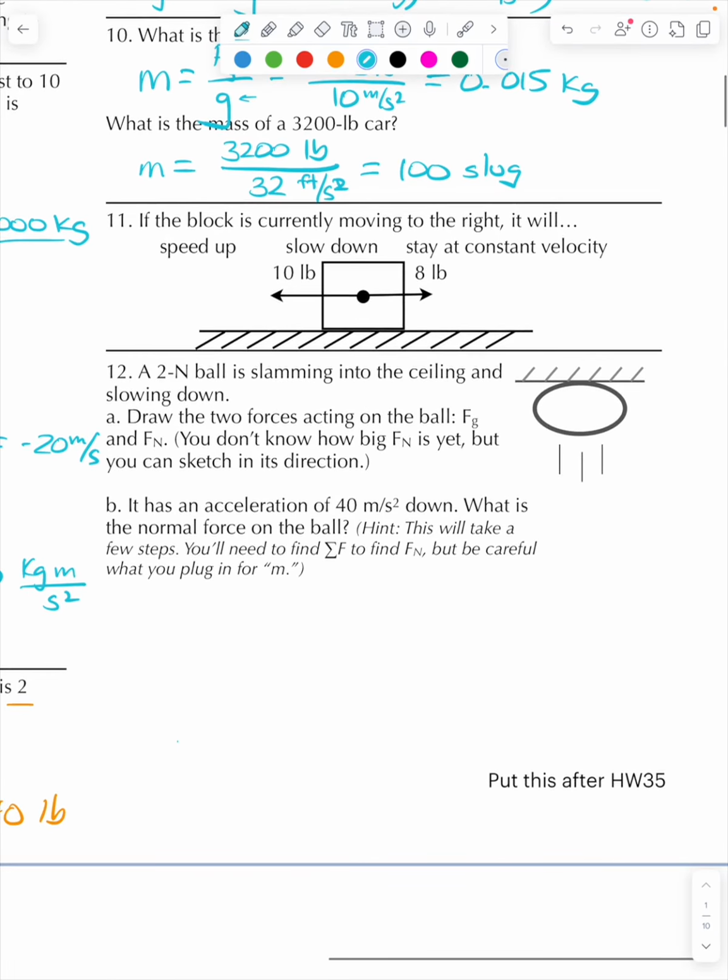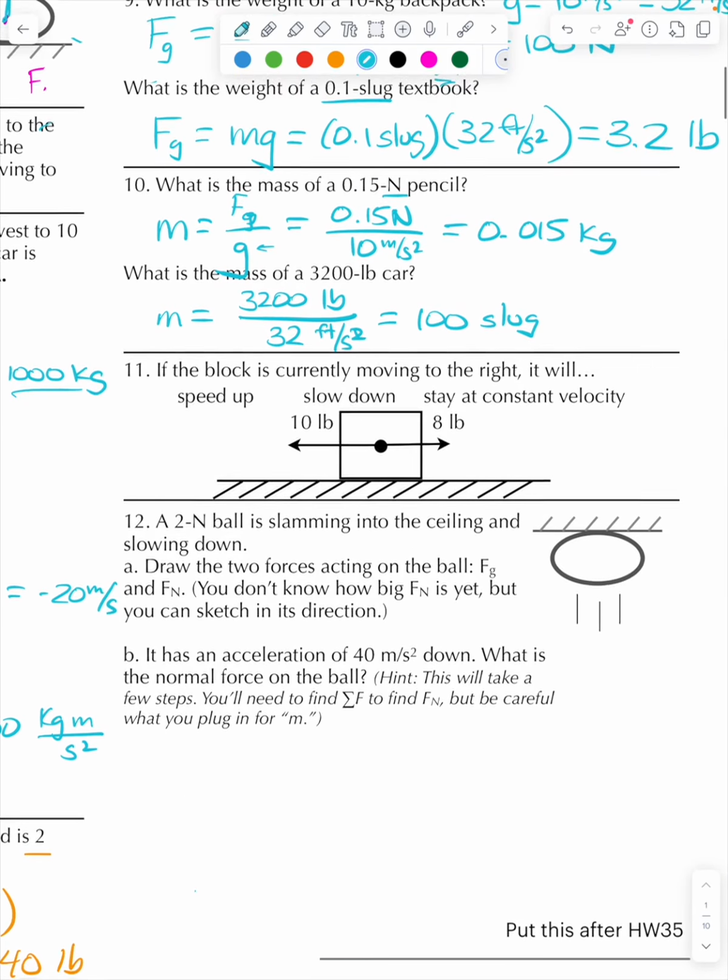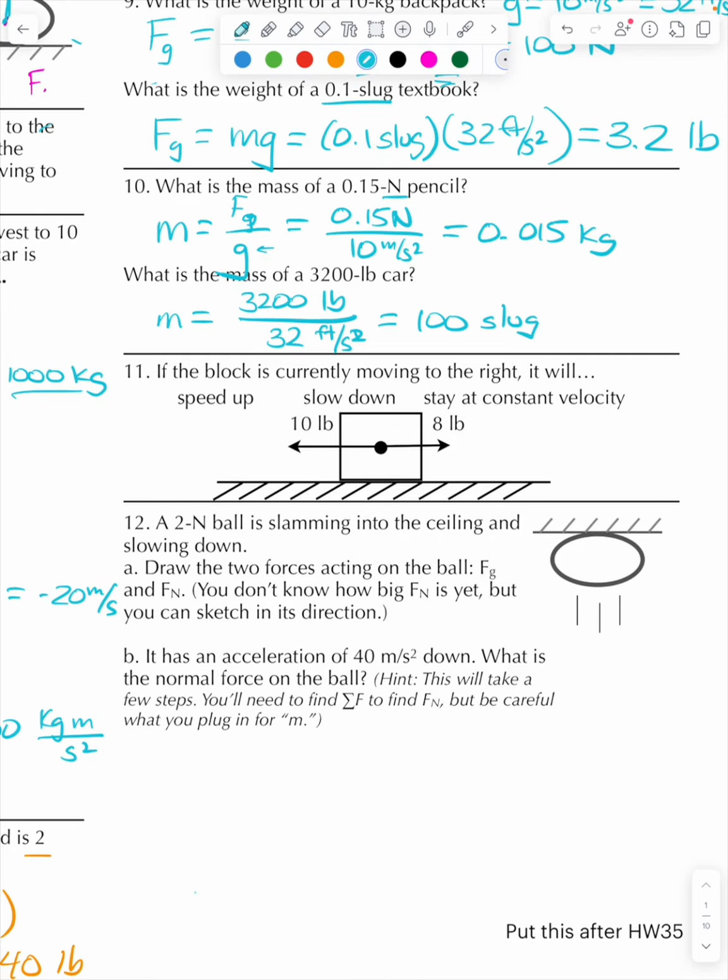Number 11, if the block is currently moving to the right, okay, so this is that idea again. I think I'm overdoing it on this type of question. The block is moving to the right, what will happen? So notice that the net force is which direction? To the left, right? I don't know why I'm writing on the right, but the net force is to the left. So again, if it's moving to the right and the net force is to the left, it will slow down.